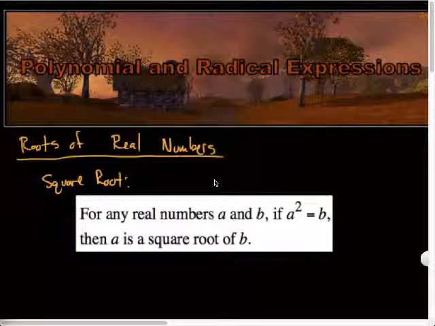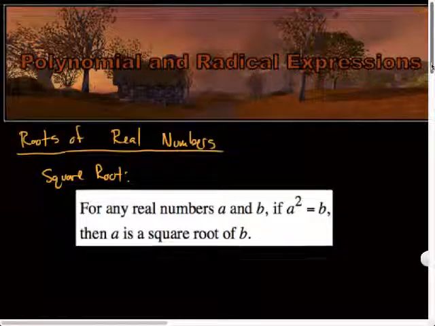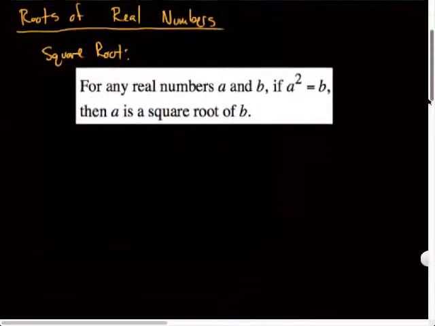But ignoring that for now, today we're talking about roots. So starting off, let's talk about a square root. It says, for any real numbers a and b, if a squared equals b, then a is a square root of b. All right, that makes sense. Good stuff.